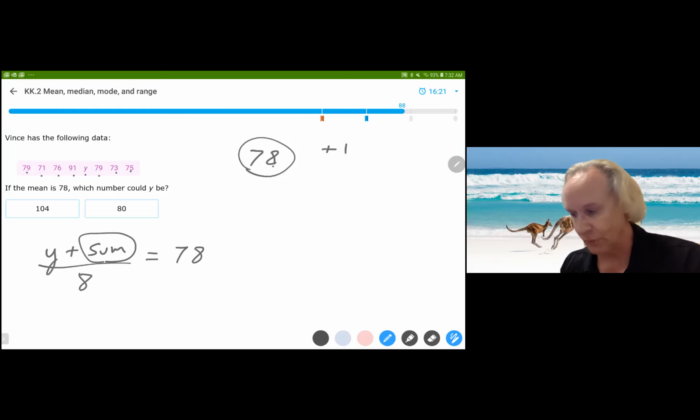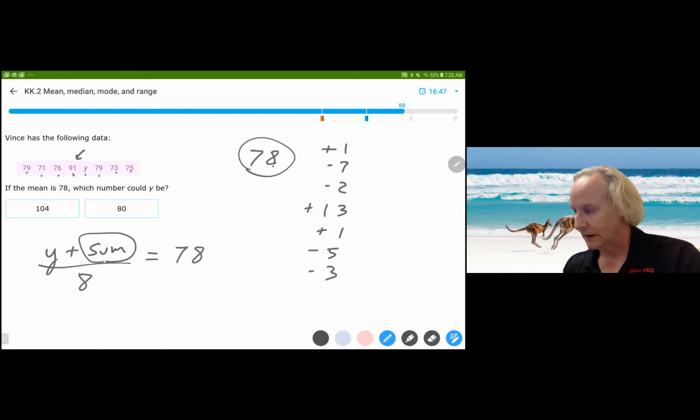79 is a positive 1 compared to 78. 71 is a negative 7. 76 is a negative 2. 91 is pretty big, isn't it? It's going to be 13 larger. That's a positive 13. It's 13 above 78. 79 is positive 1. 73 is negative 5. And 75 is negative 3.